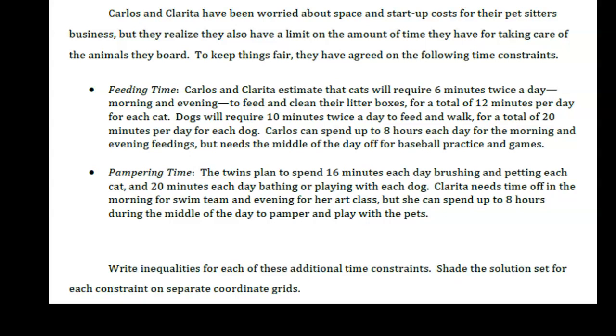When we look at the feeding time constraint, we see that the cats are going to require 6 minutes twice a day to feed and clean their litter boxes. So the cats are going to require a total of 12 minutes per day per cat. The dogs are going to require 10 minutes twice a day to feed and walk for a total of 20 minutes per day for each dog. Carlos can spend up to 8 hours each day for the morning and evening feedings, but he needs the middle of the day off for baseball practice.